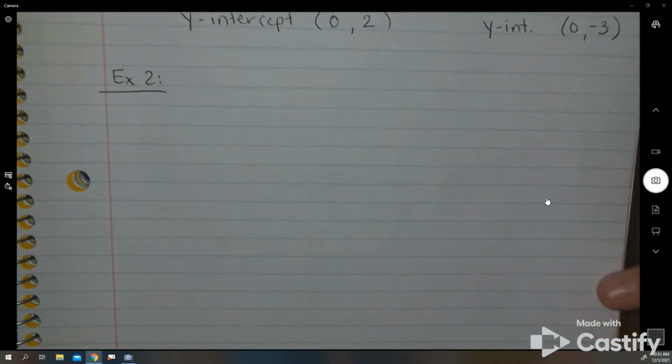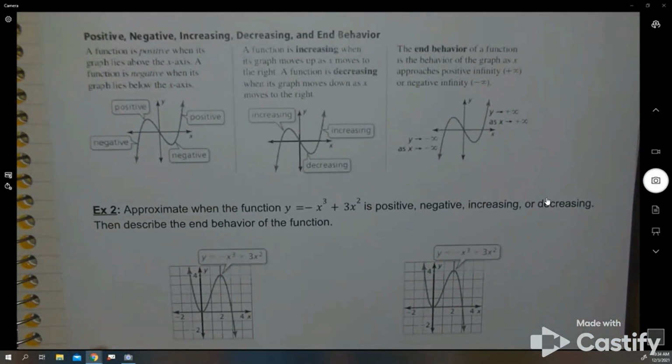All right, moving on to example 2. First of all, we're going to look at some information right here. So we have different ways to interpret a graph. And we've got positive and negative. We've got increasing and decreasing. And then we've got something called end behavior.